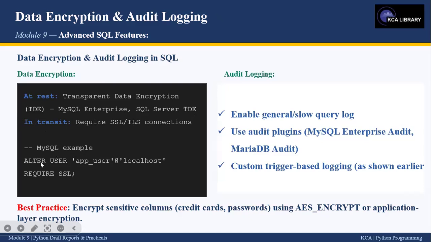MySQL example, the query is alter user app_user at localhost require SSL. For audit logging, enable the slow query log or use audit logging. You can also create custom logging with triggers as we saw earlier. Always encrypt highly sensitive columns like passwords or credit card numbers at the application level or using built-in functions.